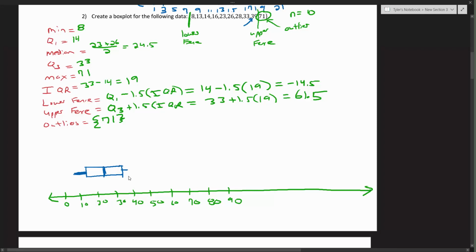We're not stopping at the upper fence. Remember, the upper fence doesn't show up in the box plot whatsoever. It helps us identify outliers. Since I have one outlier, I need to draw a circle where that is. So 71, there would be a circle here. And if you wanted, we could label these. This is 8, 14, 24.5, 33, that's 39, and this is 71.